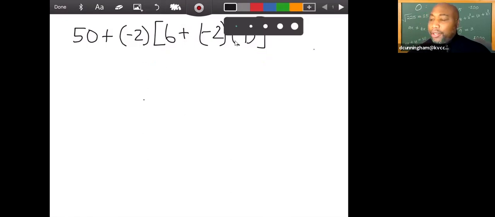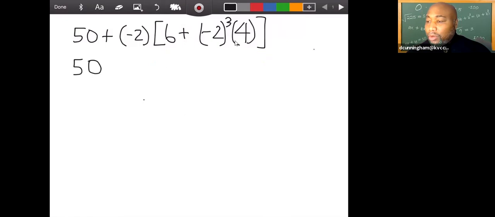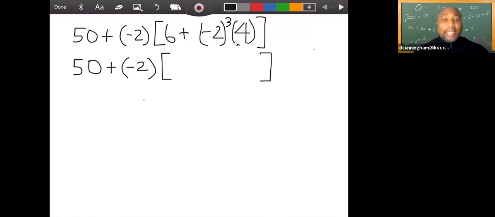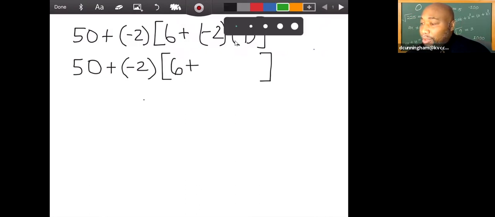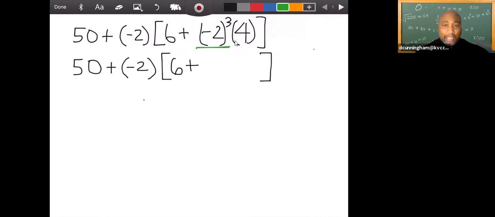Watch how I do the work here. I'm going to write down 50 plus -2, and then my bracket. Inside the brackets, I'm going to use the order of operations again: parentheses, exponents, multiplication, division, addition, subtraction. Inside my bracket I don't have parentheses, but I do have the next thing, which is exponent. So I'm going to write down 6, because I'm not going to do anything with the 6, plus, and now I'm going to work with this. That's the exponent.